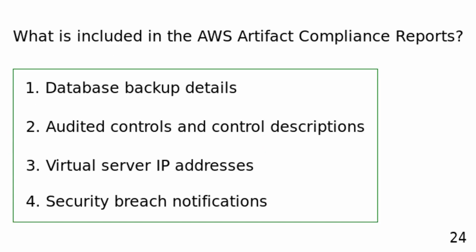What is included in the AWS Artifact compliance reports? Database backup details. Audited controls and control descriptions. Virtual server IP addresses. Security breach notifications.